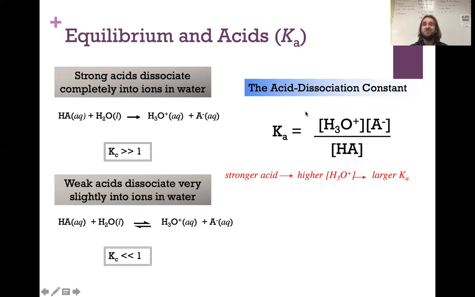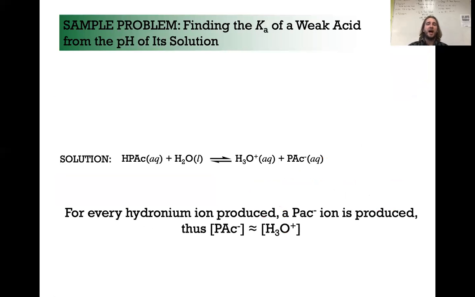The stronger the acid, the more H3O plus in solution, the more numerator, the bigger Ka. If it's a weaker acid, you don't get as much hydronium in solution once you reach equilibrium, and you get a smaller Ka value. So again, it's just telling us the relative strength of our acid. Cool. So let's try one.